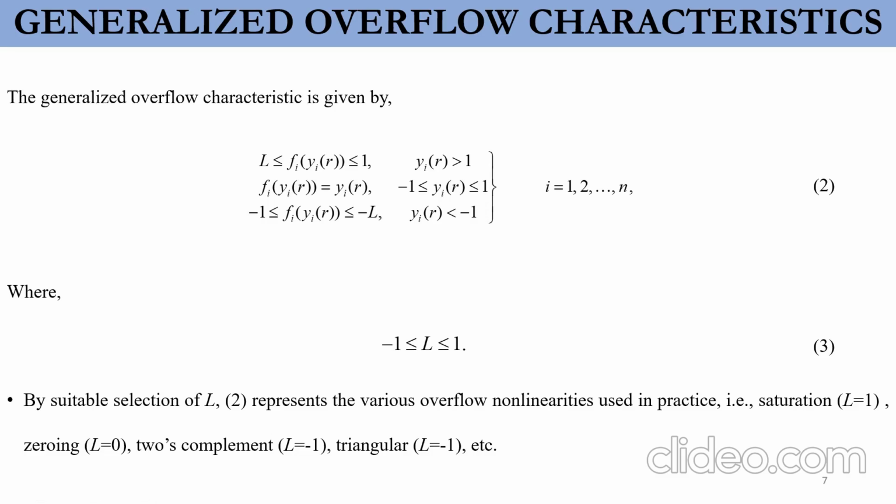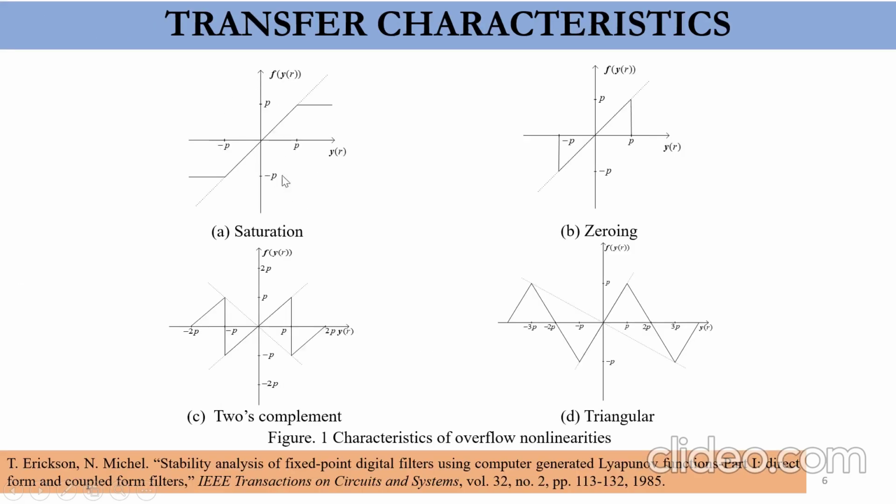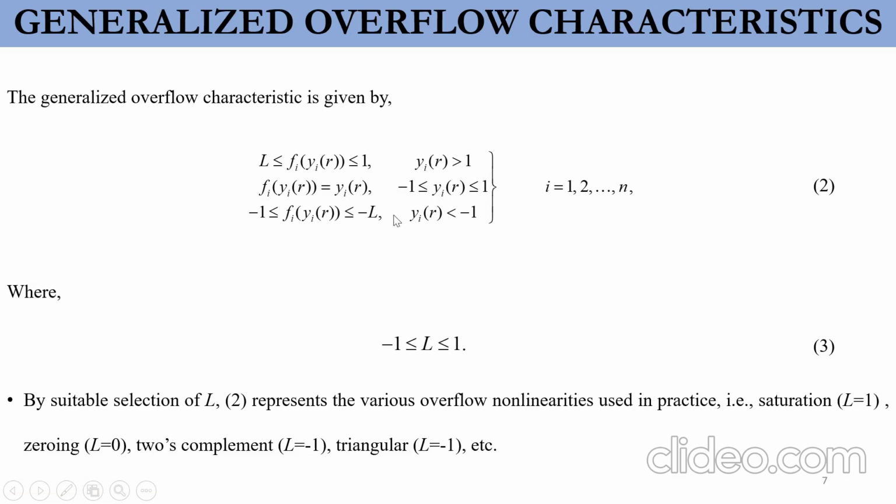Next is generalized overflow nonlinearity. The combination of saturation, zeroing, two's complement, and triangular together is called generalized overflow characteristics. That is given by equation number 2. In this equation, if you substitute L equals 1, you will end up with the saturation characteristics. For example, if I put L equal to 1, for y of r greater than 1, my output is 1. Similarly, for y of r less than minus 1, my output is minus 1. In between minus 1 and plus 1, my output is y of r equal to fy of r. There you get the saturation characteristics. If I put L equal to 0, you get the zeroing characteristics. If L equals minus 1, you get the triangular and two's complement characteristics.